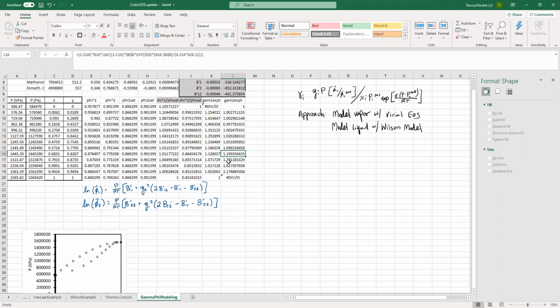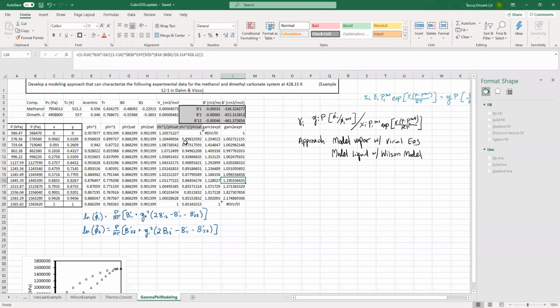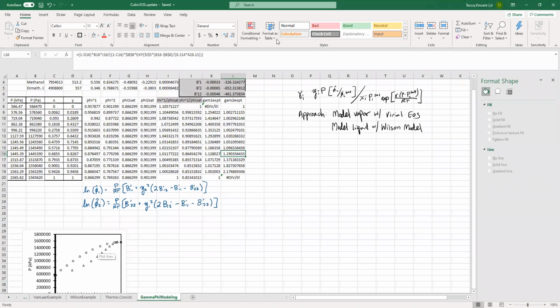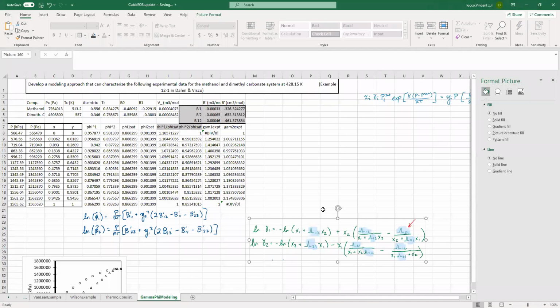All right, the next step now is to use, I've already used the virial equation of state. Now I need to use the Wilson model in order to find the experimental lambdas that best fit this data. So I think I've done a Wilson example before. It won't hurt to see another one.